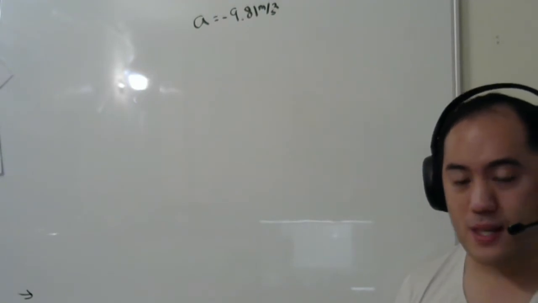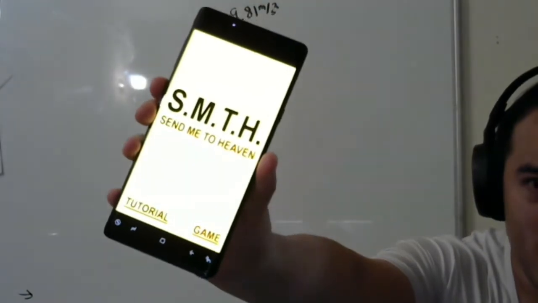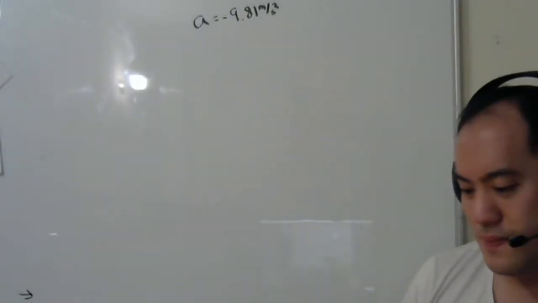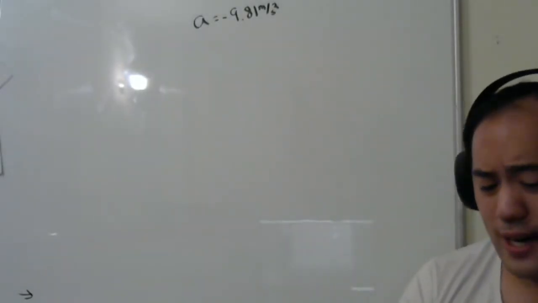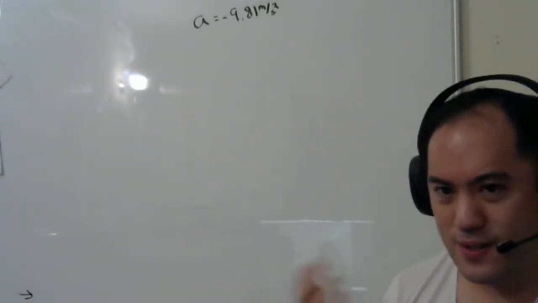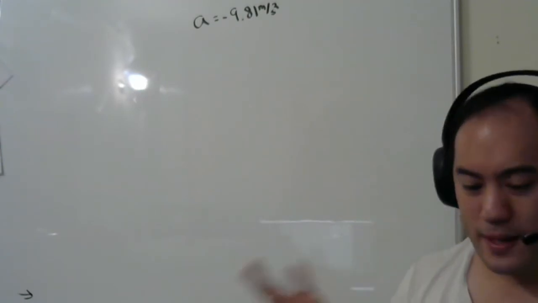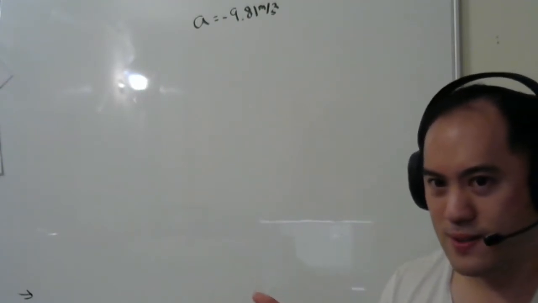So we're going to check out this really cool app called SMTH, Send Me to Heaven. Unfortunately, it's Android only. iPhone users, apparently they're too entitled. They didn't realize that they would break their phones. So they all sued the company and then they took it off the App Store. But Android users, I guess they're used to having broken phones, so they weren't that bothered.